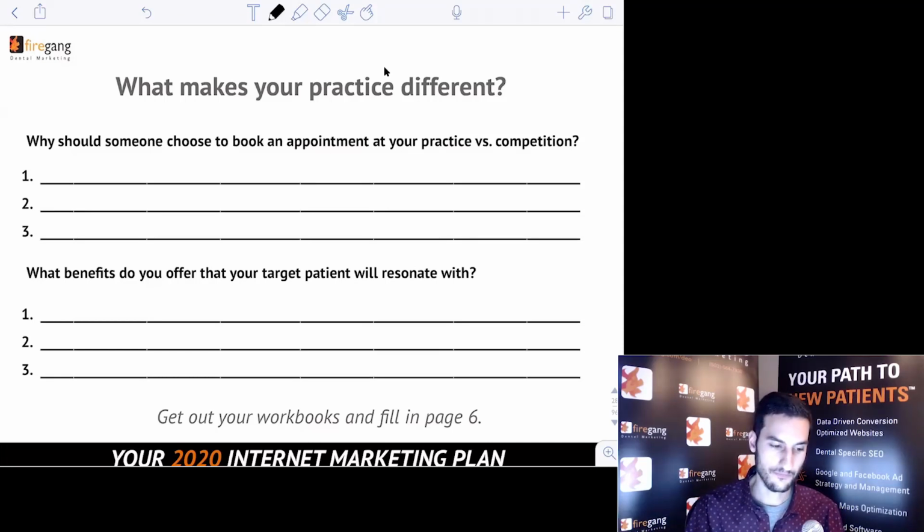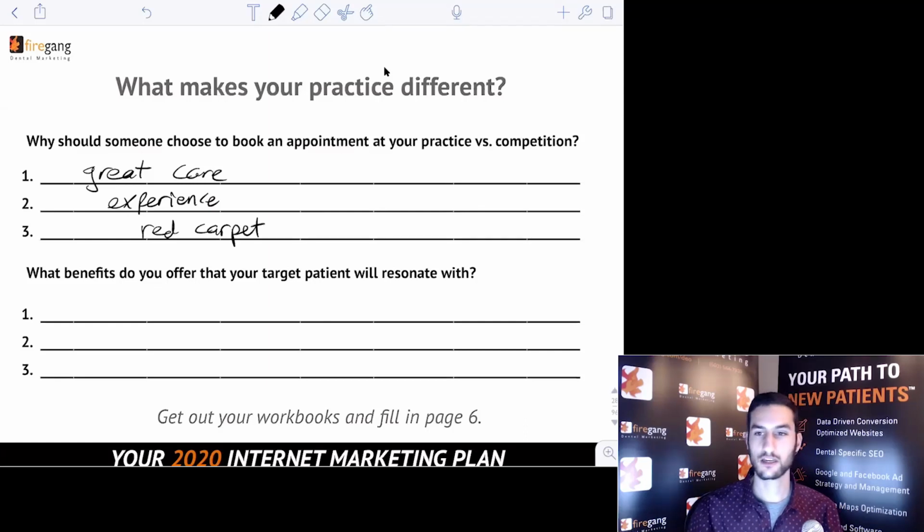One of the things that I typically see from a lot of dentists who start this exercise is they'll begin to write items like, I've got great quality of care. I've got tons of experience. I roll out the red carpet for my patients when they come in. We do a great job. And that's all good and well. But when we're talking about true differentiators, these things typically fall short.